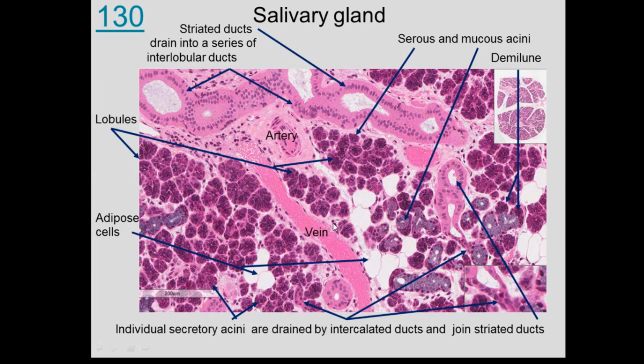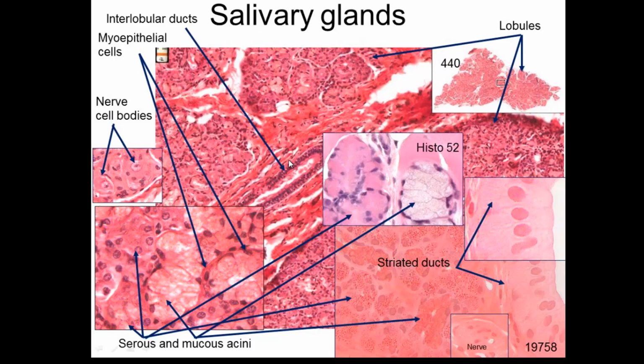Also, we can see some fat cells distributed out through there. There's a vein, there's an artery. Another one, we can see the serous and the mucus secretions. Again, the serous has a spherical nucleus, and mucus is off the base. The mucus has a flattened nucleus and a lighter staining cytoplasm, as you can see here.